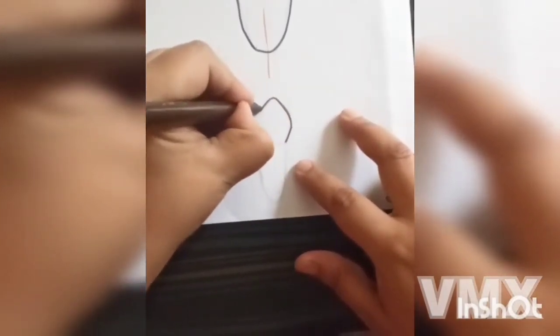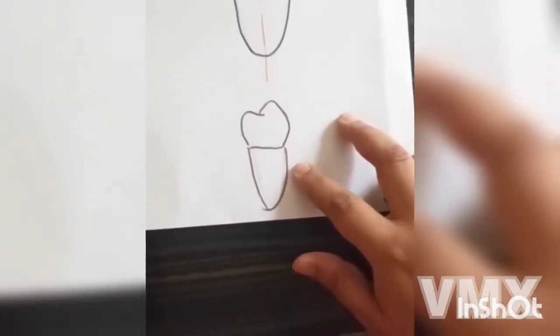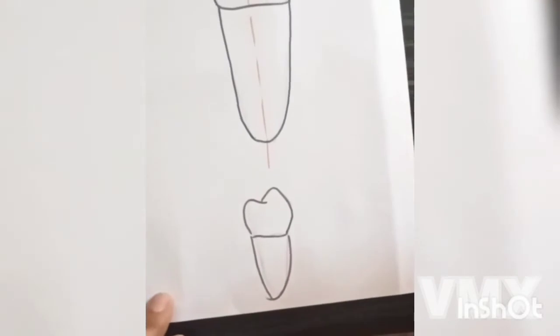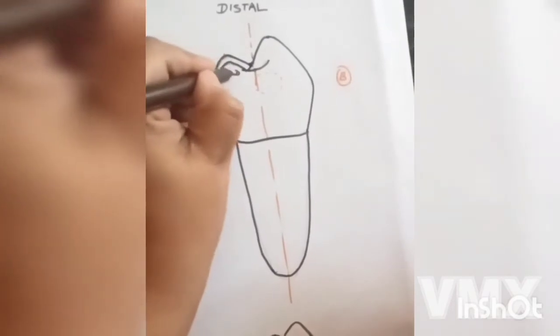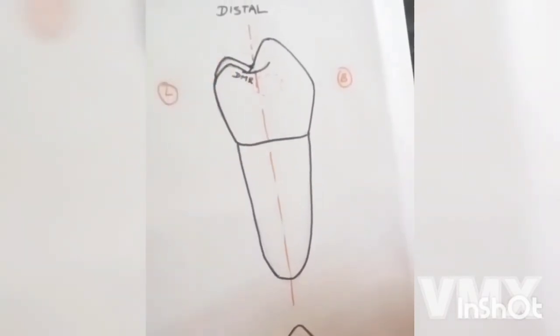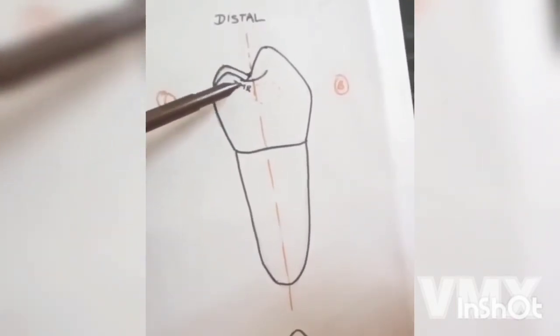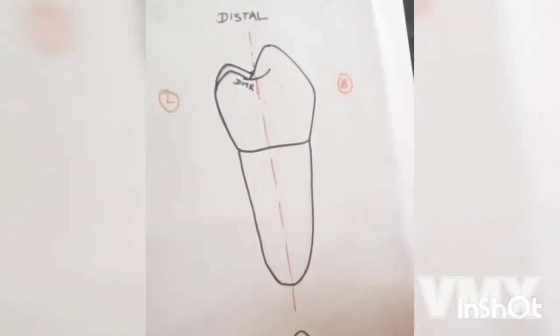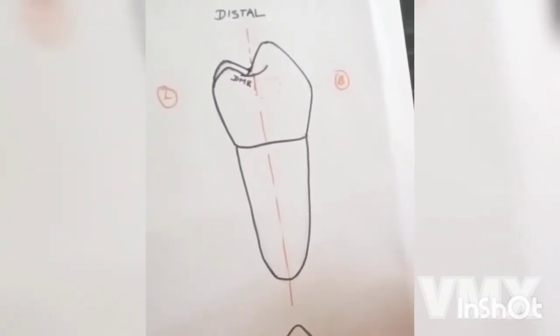Now the difference here is that in the 2-cusp type, we will be seeing only 2 cusps occlusally, the buccal cusp and the lingual cusp. Another difference to remember from the mesial aspect is that the distal marginal ridge is at a lower level than the mesial marginal ridge. So we can see a little more of the occlusal surface on the distal aspect than the mesial aspect. This is true for both the 2-cusp type as well as the 3-cusp type of the mandibular second premolar.